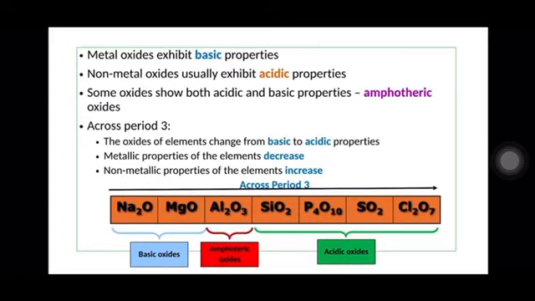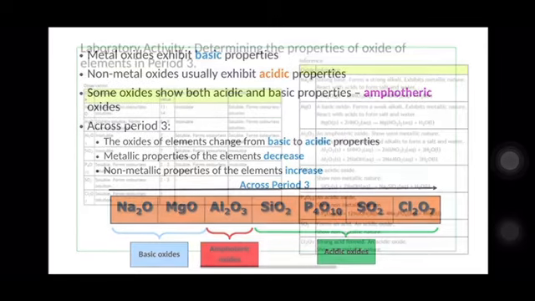So across period 3, kalau kamu tengok di sini, untuk sodium dengan magnesium oxide, dia adalah basic oxide. Dan aluminium dia adalah metalloid juga sebenarnya. So dia boleh show dua-dua properties. Acidic pun boleh, basic pun boleh. That's why kita panggil dia amphoteric oxide. Okay, and then after that semuanya adalah acidic oxide.